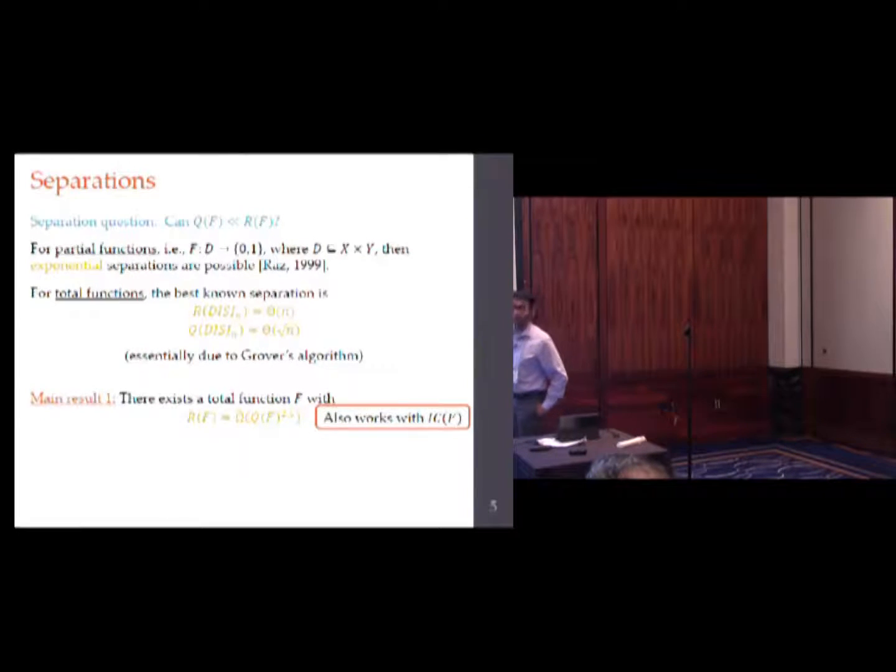So what I mean by that is you can replace randomized communication complexity here with information complexity, which is a lower bound on randomized communication complexity, so that's a stronger result. But I won't define what information complexity is, and I'm not going to use it for the rest of the talk. But for those of you who know, we also get this separation.